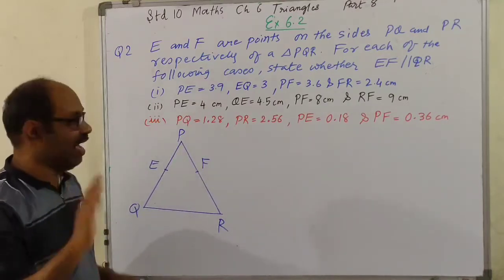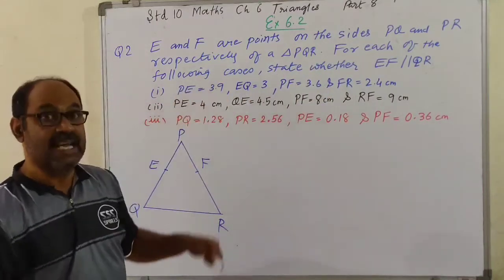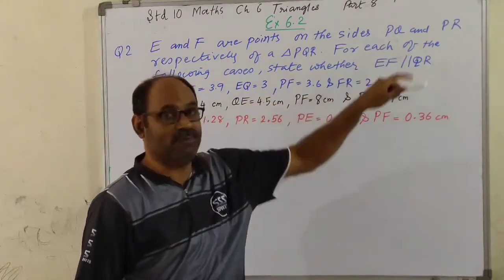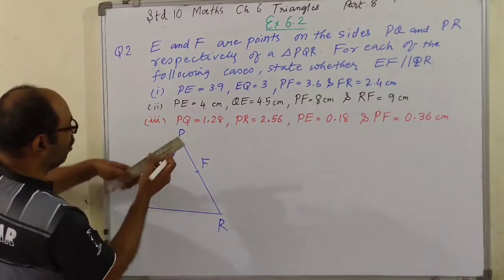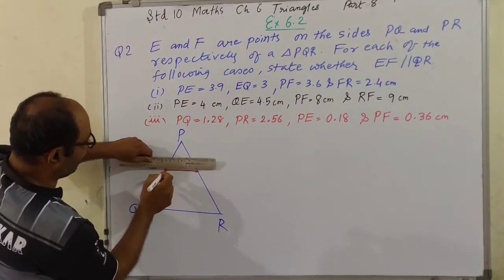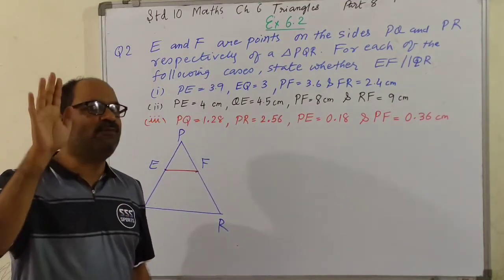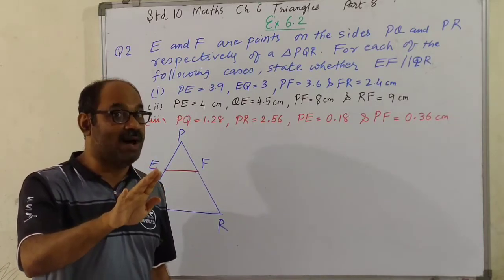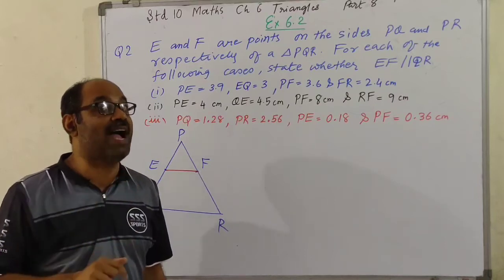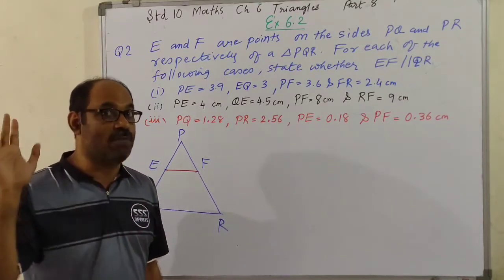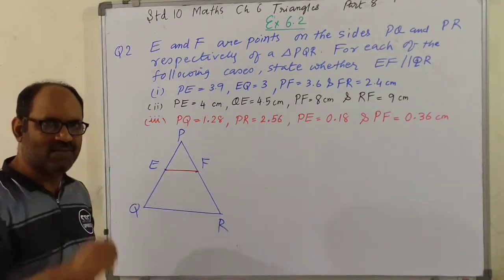EF is parallel to PR, sorry, QR, that is not given. For each of the following cases, state whether EF is parallel to QR. If I draw line segment EF, is it parallel to QR? Yes, if any one pair of equal ratios of those 5 is satisfied. If any one ratio of those 5 is satisfied, then parallel, otherwise not. Generally we'll need only 2.